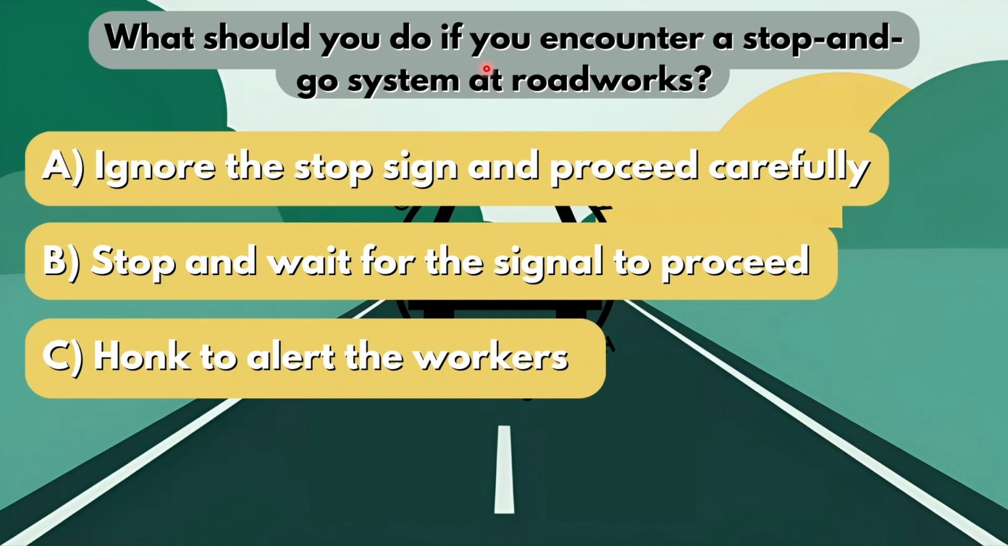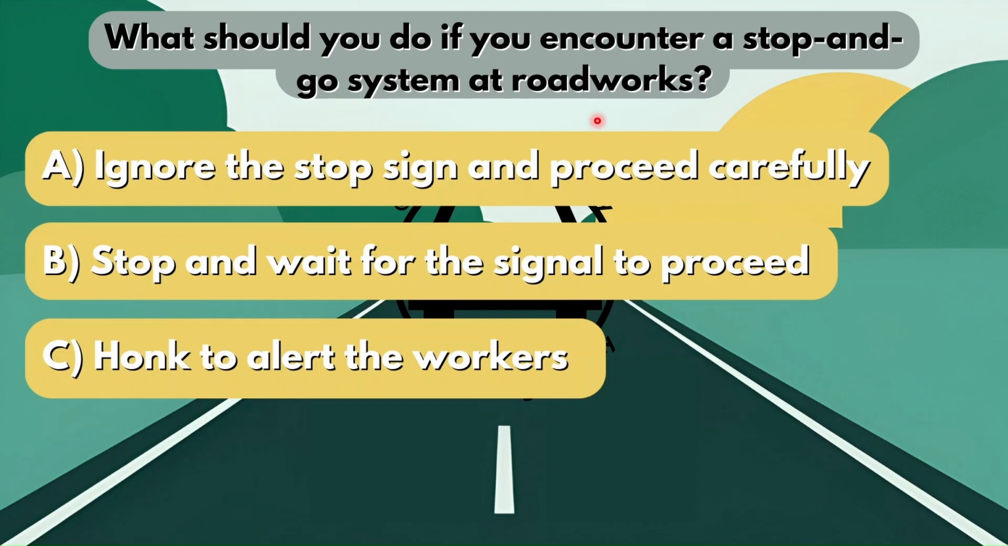What should you do if you encounter a stop and go system at roadworks? Now let's say there's repairs happening to a road or there's construction taking place and that's going to affect the flow of traffic. There's going to be a system that's known as a stop and go. And that's sort of a contraption in which a person will stand next to that and they're going to flip a road sign, and on one side of the road sign it will say go and on the other side it will say stop.